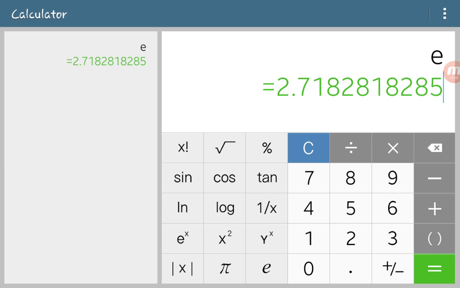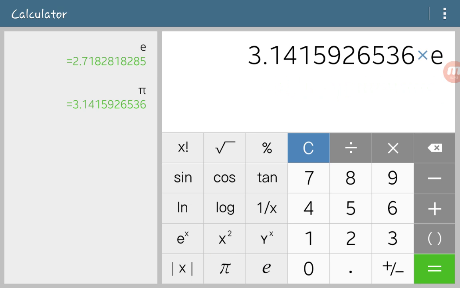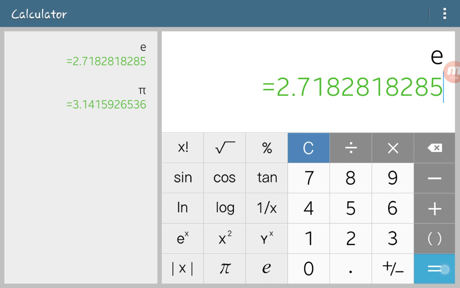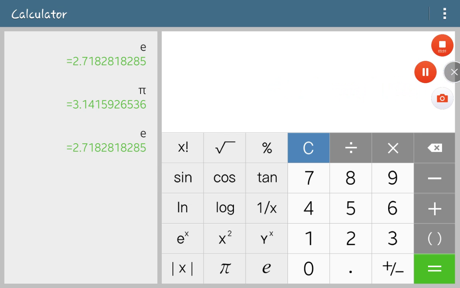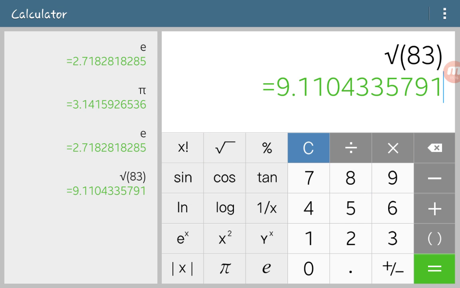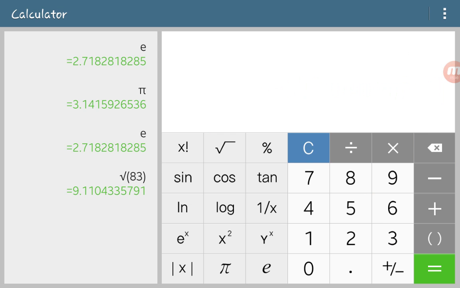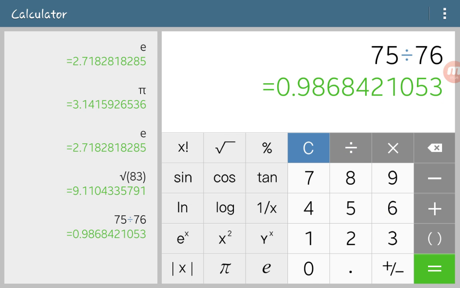E is another irrational number. So pi, that's as much as my calculator would give, and this E, that's as much as my calculator would give. And some irrational numbers don't come in the form of, say, a number. Some of them could be like the square root of 83. That looks like an irrational number. They can also appear as fractions. That's also an irrational number.